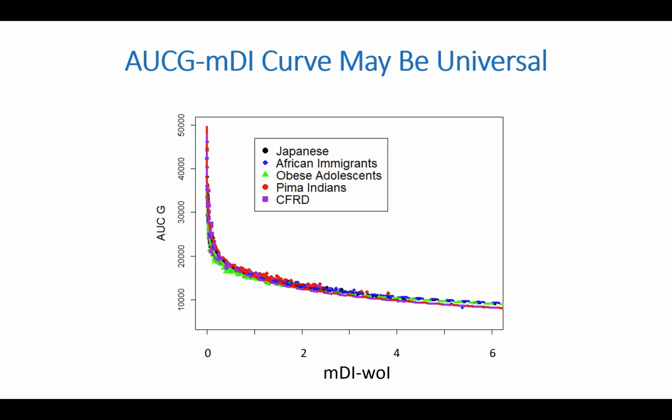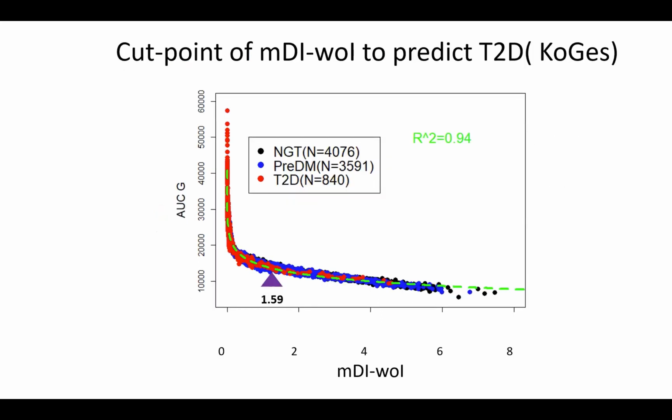So this data set is cross-sectional, so it is not meaningful for finding an optimal point. So we take advantage of the longitudinal data set of Koreans. So we found the cut point of MDI without insulin to predict type 2 diabetes. So we found 1.94 is the optimal cut point in terms of MDI.